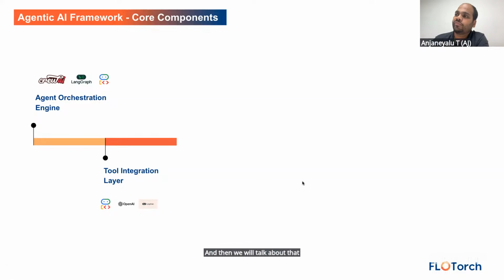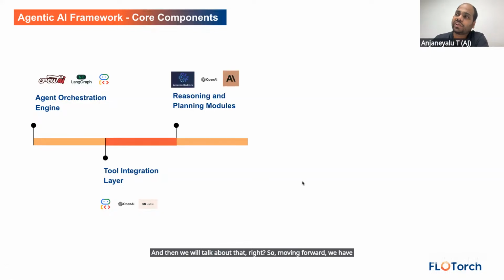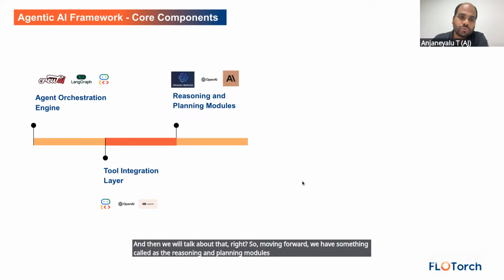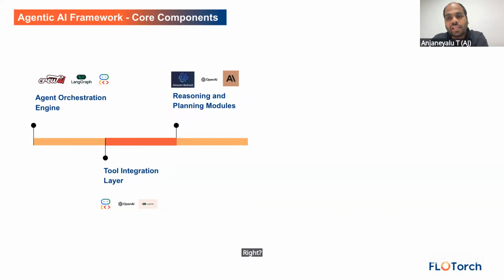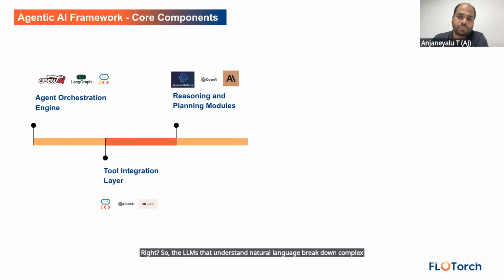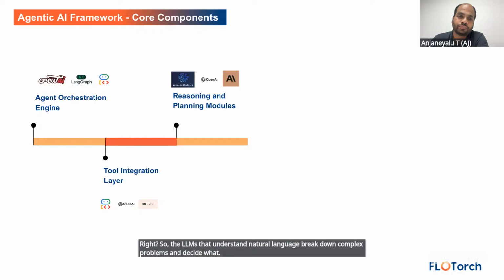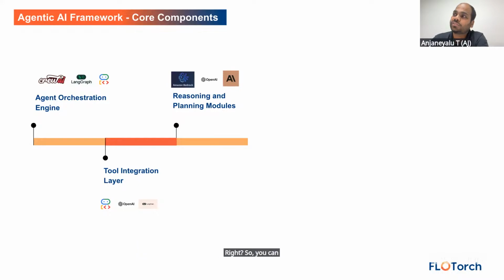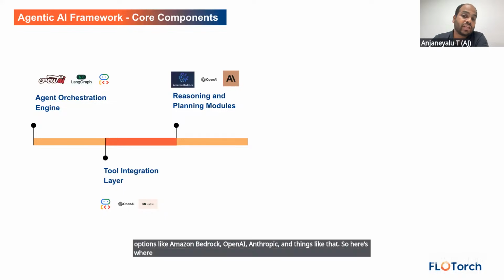Moving forward, we have the reasoning and planning modules. This is where the actual intelligence lives: the LLMs that understand natural language, break down complex problems, and decide what to do next. You can notice that we have multiple options again, like Amazon Bedrock, OpenAI, Anthropic, and things like that. Here's where FloTorch really shines.